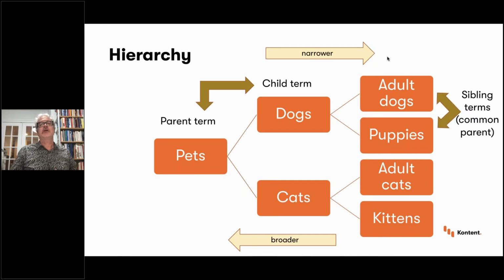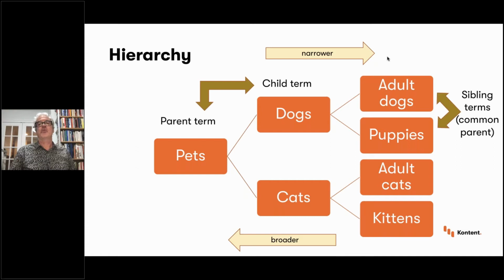And when we look at the hierarchy, there actually are a couple of terms that we use in the taxonomy world that help us think about the relationships between terms. So one of them is a parent term and child term. And in this example, we have pets being the parent term of the child term dogs. So dogs is a child of pets, and that shows the relationship in the hierarchy.